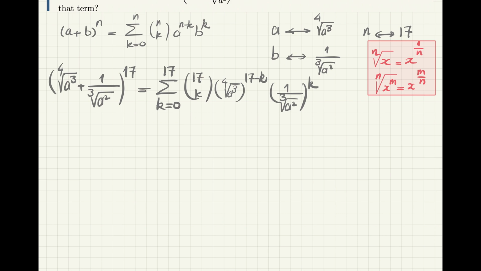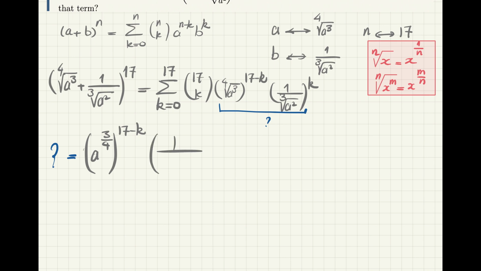What I do, I will concentrate here. Okay, so the question mark becomes equal to, let us simplify this expression. The first term becomes a to the power of 3 over 4, but there is another power on top of that. And the other one is 1 over a to the power of 2 over 3, to the power of k.